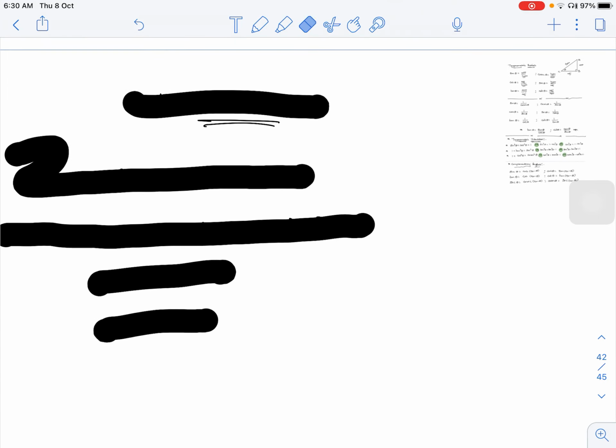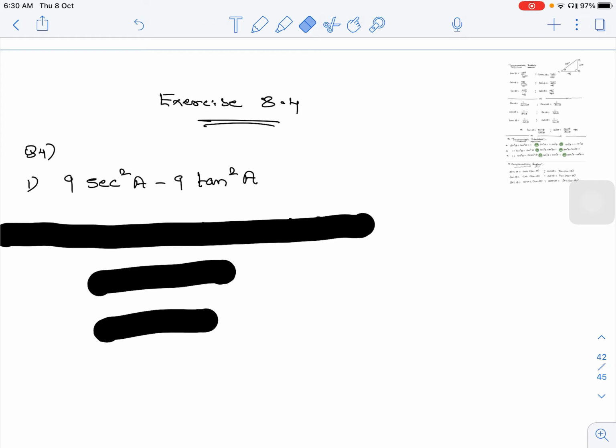Now suppose here we have our first example. It is from exercise 8.4, question number 4, first example. We have to find the value of 9 sec square A minus 9 tan square A. Now here it can be seen, how many terms are there? This is the first term, this is the second term. In both the terms, 9 is present. Okay, so let us highlight it. This 9 is present.